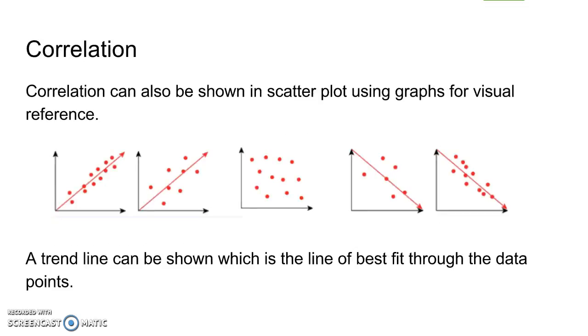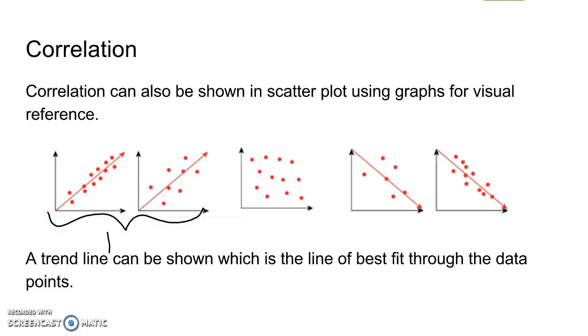Okay. Correlation can also be shown in a scatter plot using graphs for visual reference. We talked about that a second ago. And here, a trend line can be shown, which is the line of best fit through the data points. We wrote down the definition, but we haven't looked at what a trend line looks like yet. So here we have different scatter plots, and we have, what kind of correlation would these be?